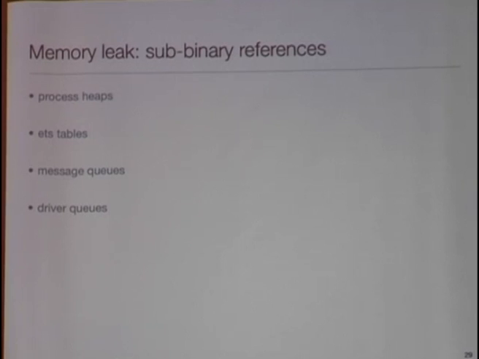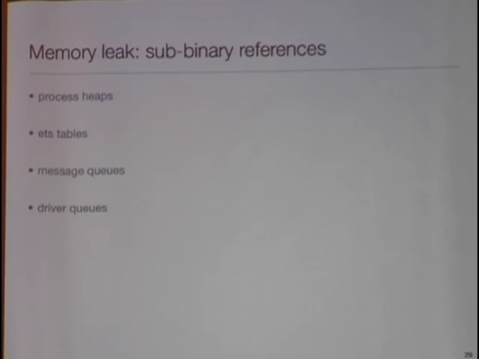They can be in process heaps, they can be in ETS tables. We use ETS tables heavily for out-of-proc caching. In message queues: in Erlang, processes communicate via asynchronous messages to each other, and each process has a mailbox where incoming messages can be queued up. So subbinaries can sit there and reference a larger portion of data. And also, it turns out they can be in driver queues. We didn't see these two problems in our system, but it's good to know. So keep that in mind when building your system.